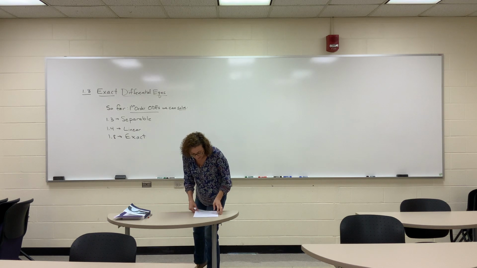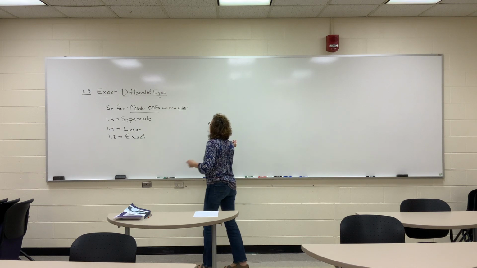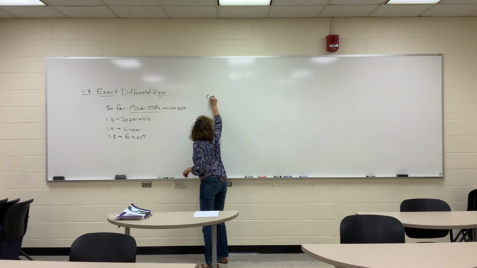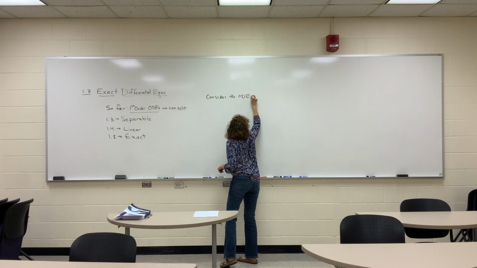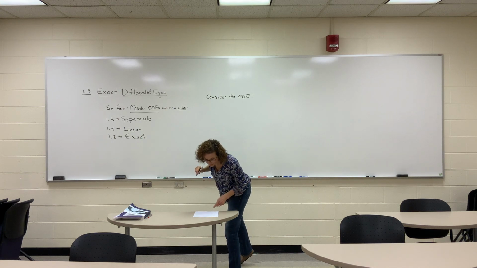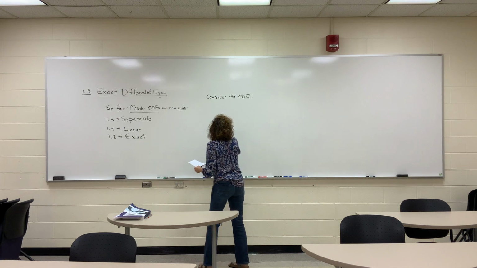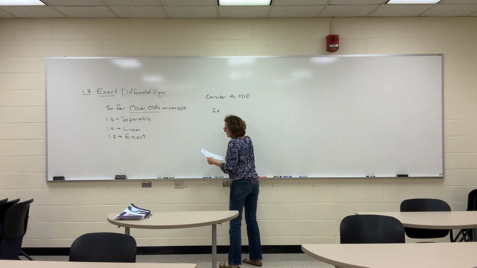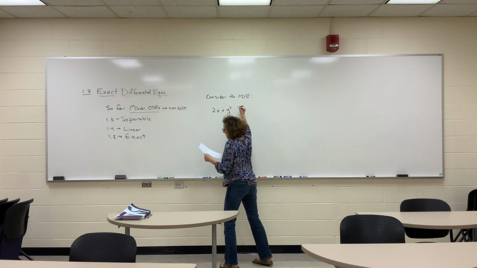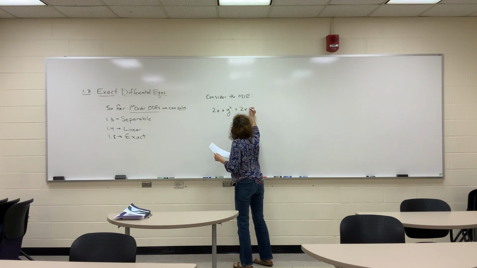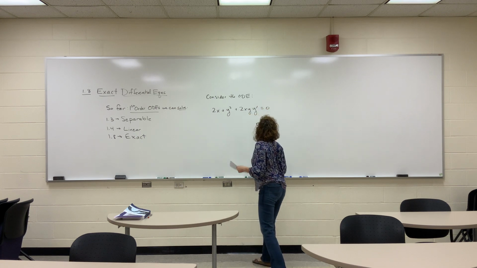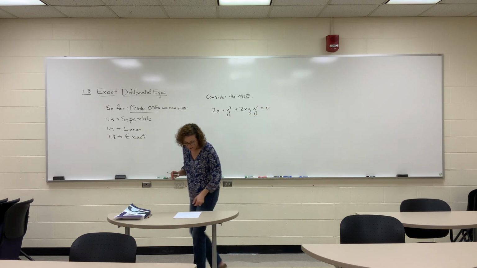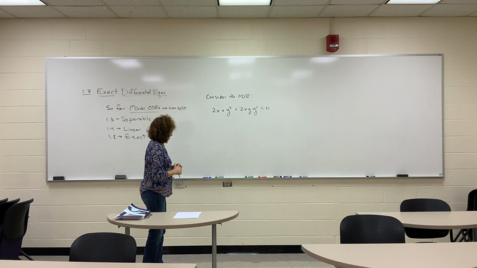So let's just look at an ODE, okay? So let's consider the ODE, first order. Let's just look at this guy. Relatively innocuous looking, 2x plus y squared plus 2xy times y prime is equal to 0, okay? Alrighty, we're gonna just start with this particular example.